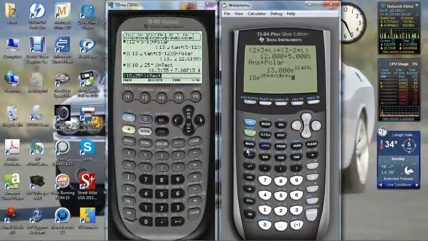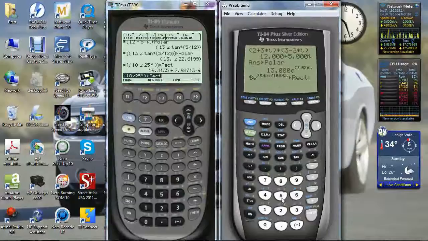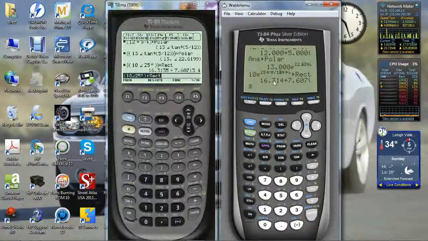And to go to rectangular form, I click Math, go over twice to Complex. I'm going to choose 6 for rectangle, and when I hit Enter, I get the same values that I got on the TI-89. So on the 84, I can't emphasize this enough. When you go from polar to rectangular, you've got to do that conversion to convert it into radians, or else these numbers will be wrong.